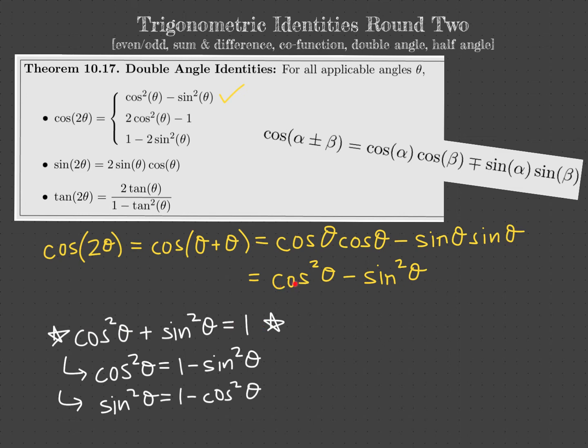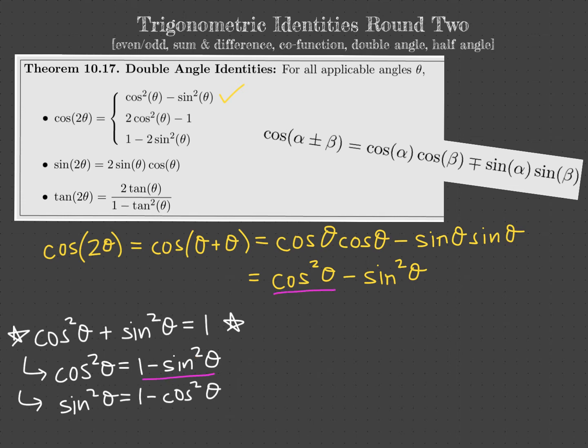So let's actually replace cosine squared of theta with what it equals, 1 minus sine squared. So here in this next line, we can rewrite the cosine squared of theta as 1 minus sine squared theta. And then we still had a minus sine squared theta. So I simply replaced cosine squared theta with what it equals, which is 1 minus sine squared theta. And that comes from rearranging the Pythagorean identity.